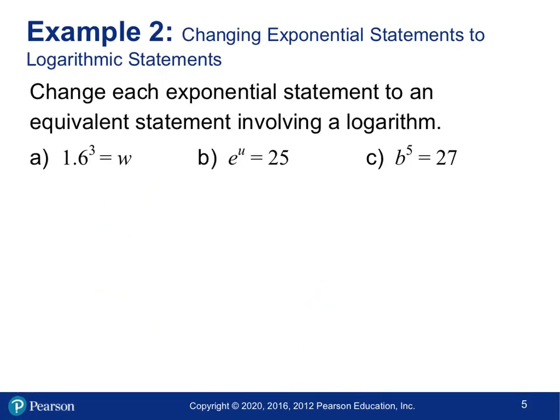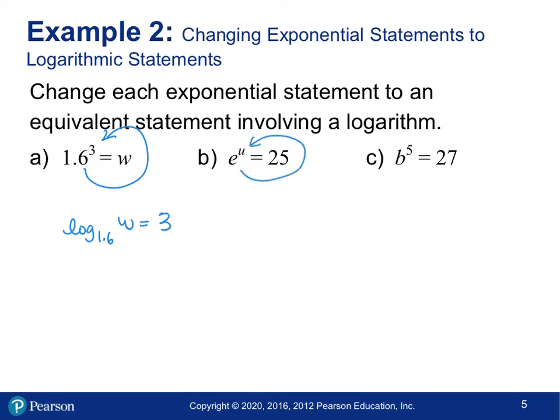On example 2, change each exponential statement to an equivalent statement involving a logarithm. So remember how we write it generally. We have this to there. It makes that little loop-de-loop. So we would put log base 1.6 of w is equal to 3. The little exponent goes on the outside.